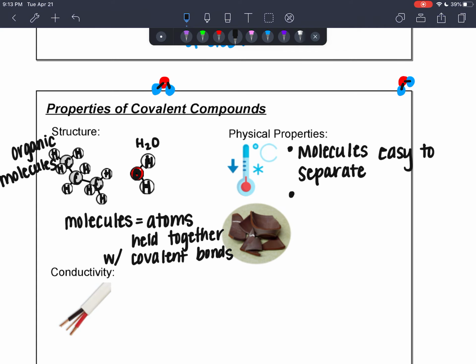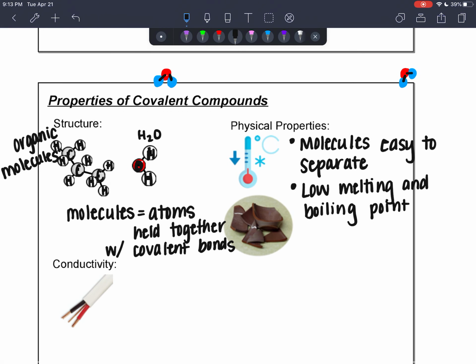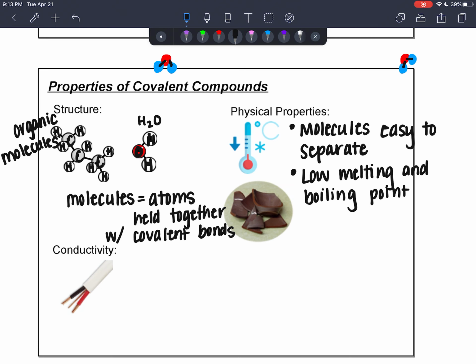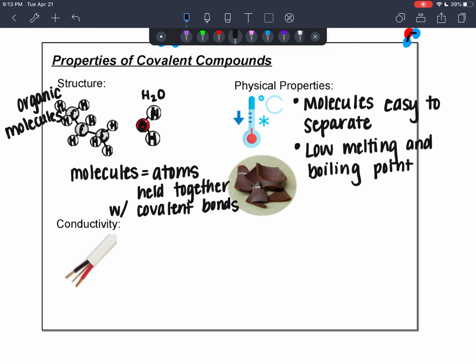So since molecules are easy to separate from one another, covalent compounds typically have low melting and boiling points. This just means that I don't have to put in a lot of energy to melt or boil water. I can really get it to a very low temperature, and that amount of energy will be just enough to separate the molecules and melt or boil my substance.